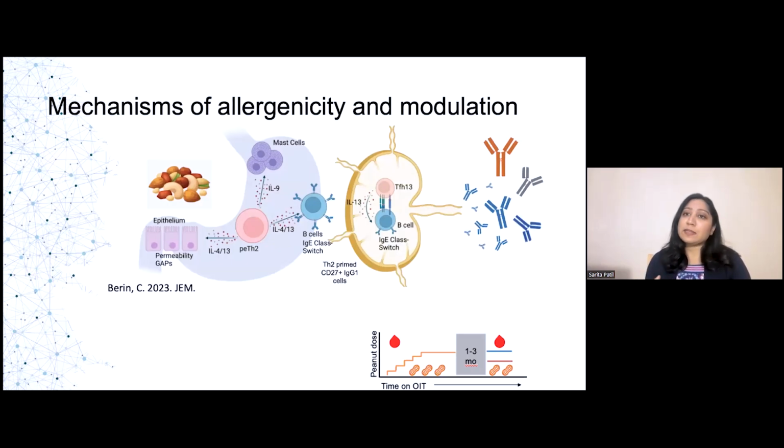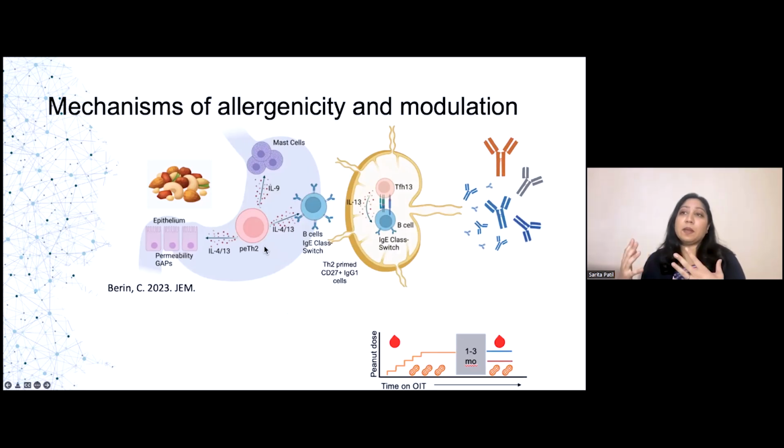And so how does this entire process get initiated? We just heard from Simon how food allergens can travel through the epithelium to activate the adaptive immune system. I'm going to take that to the next step and really dissect the mechanisms by which this happens.